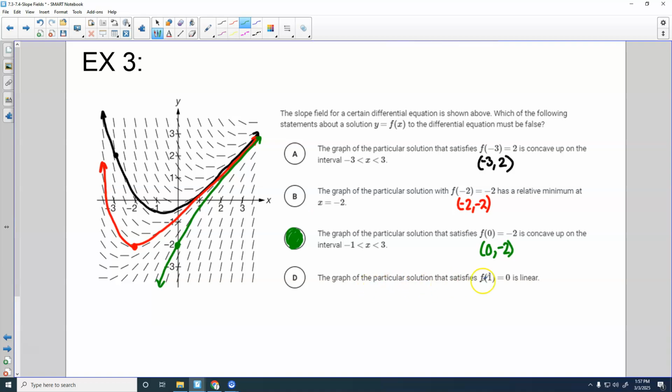The graph of a particular solution that satisfies f of 1 equals 0. So that's the point (1, 0). (1, 0) is right here. It's on that dotted line that serves as an asymptote, so it would be the only place where you are just going to have a linear graph, so that one's also true. So C would be the one that's false there.